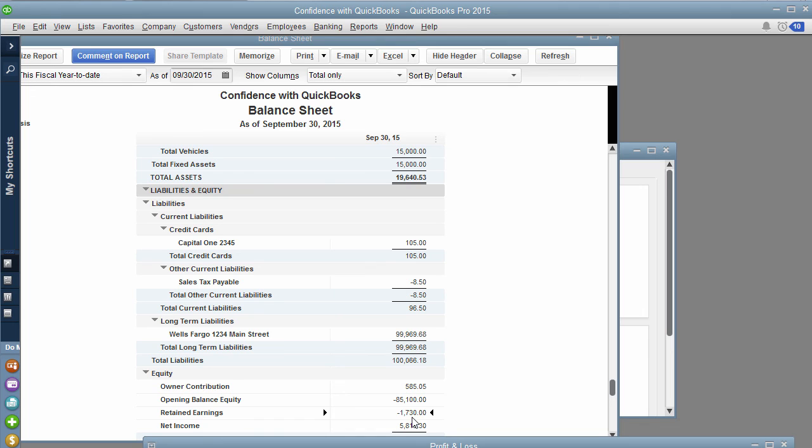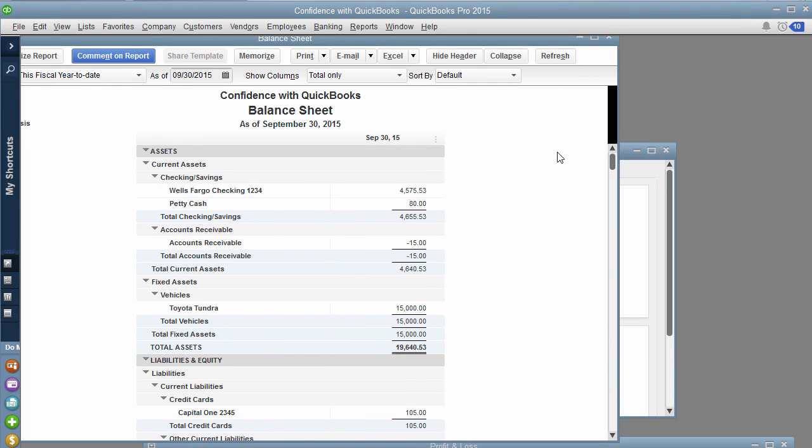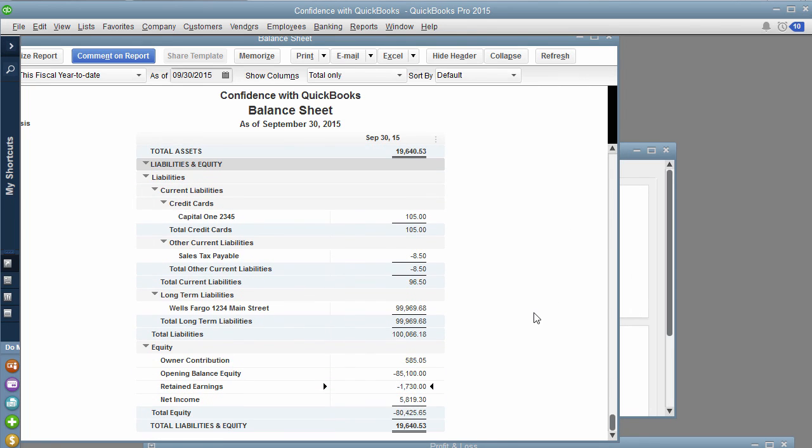So really the balance sheet is just another report that tracks what's going on within your business. What are your assets? What are your liabilities? And what's your equity? So how much value, so to speak, is in your business.